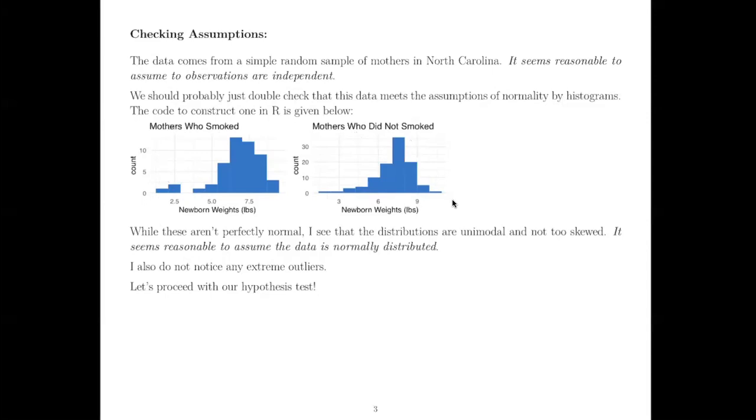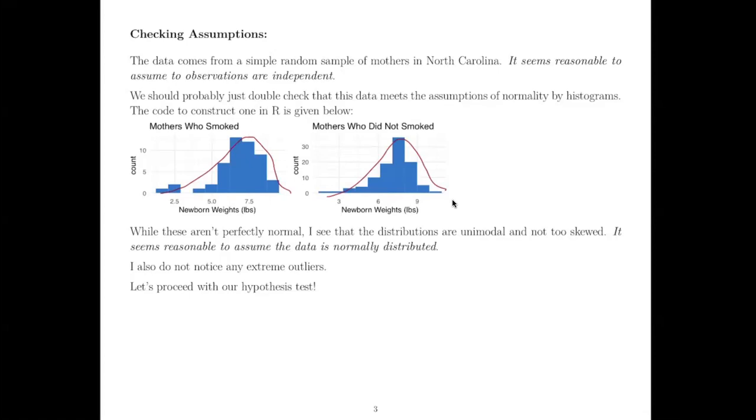And you can see that it's not perfect by any means, but they're definitely a little bit normal looking, right? They're at least unimodal. They only have one mode or one peak, right? And maybe you could argue they're a little bit skewed left, but it doesn't seem too extreme to me. Because I have some experience looking at this, I think this is reasonable to assume the data is normally distributed.